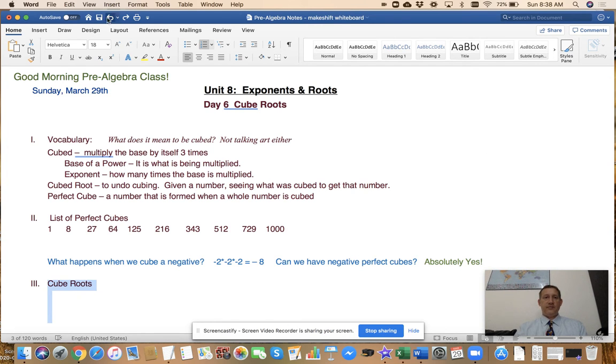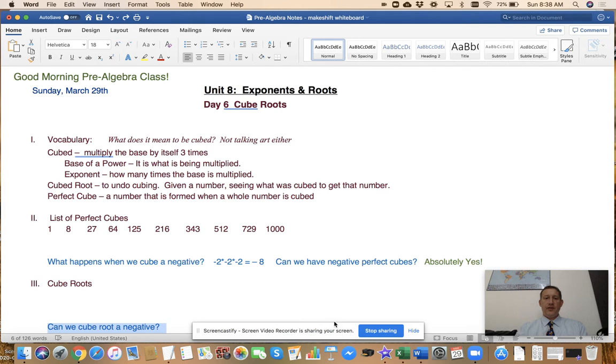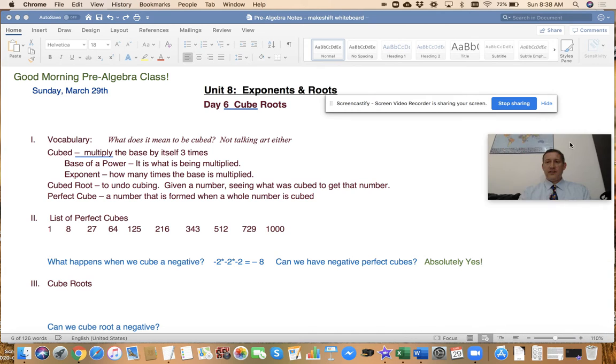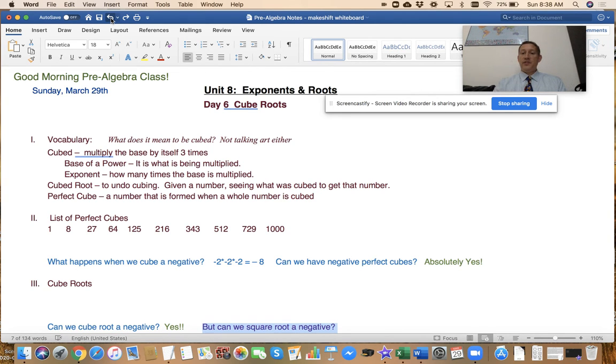We're going to go ahead and look at some cube roots. Here, let me go ahead and answer my question. Can we cube root a negative? Absolutely yes. But can we square root a negative? Think about it. What's the answer? That's right. We cannot square root a negative, but we can cube root.